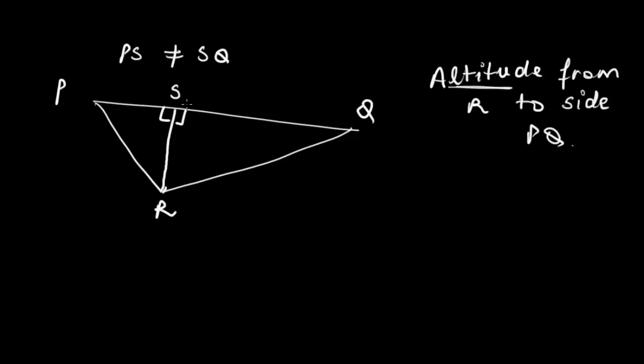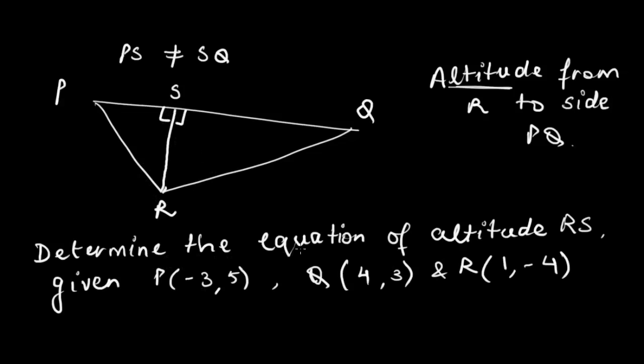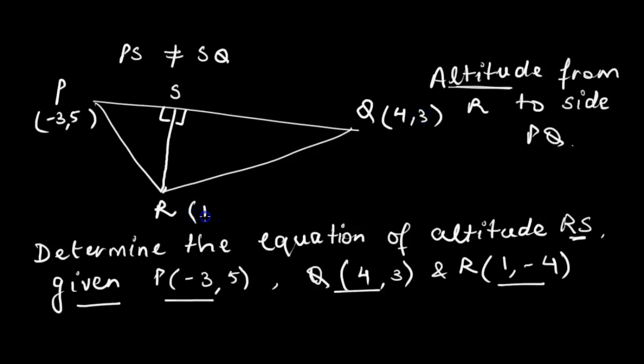That is it. Now, if we are asked to write down the equation of RS, let's understand how to determine the equation of an altitude using this example. So we are supposed to determine the equation of the altitude RS, that is this altitude. We are given points P, Q, and R. We can put the coordinates of the points here itself. So point P coordinate is (-3, 5), point Q coordinate is (4, 3), and point R coordinate is (1, -4). Our first job is to make the triangle and mark the coordinates, but here the triangle is already made.